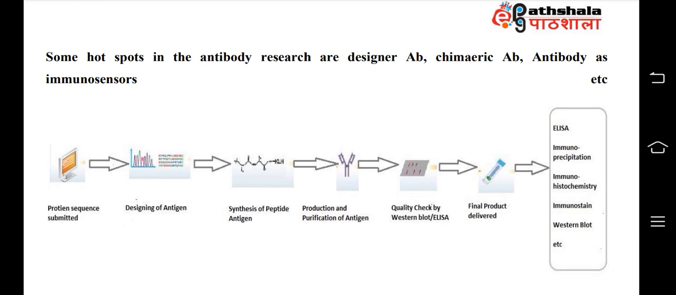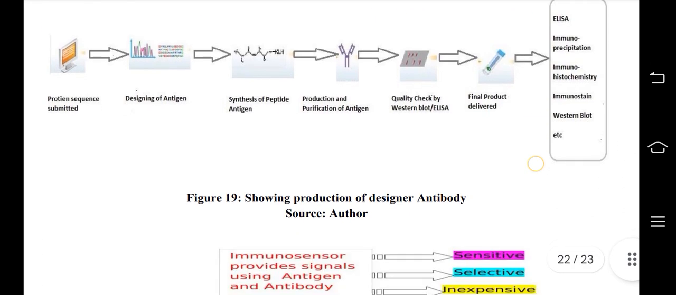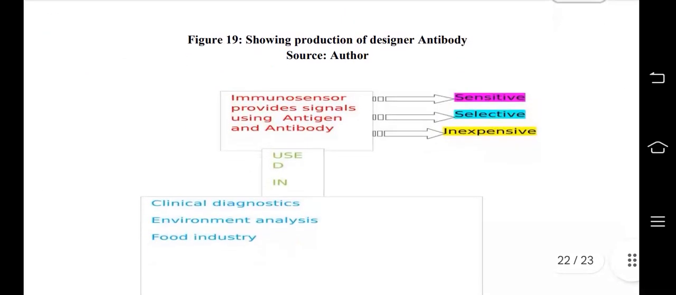Some hotspots in antibody research are designer antibodies, chimeric antibodies, and antibodies as immunosensors. Protein sequence submitted, designing of antigen, synthesis of peptide antigen, production and purification of antigen, quality check by Western blot and ELISA, final product delivered. ELISA, immunoprecipitation, immunohistochemistry, immunostain, Western blot, etc. Showing production of designer antibody.